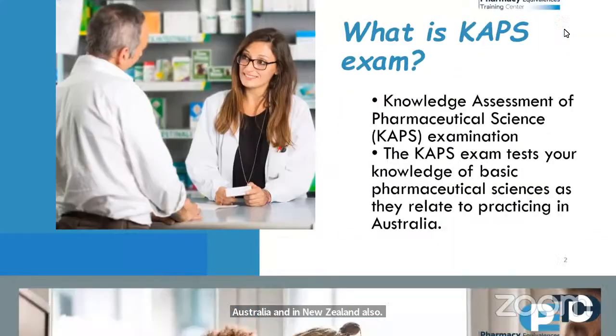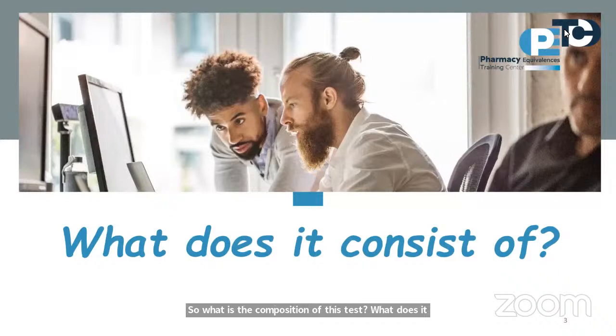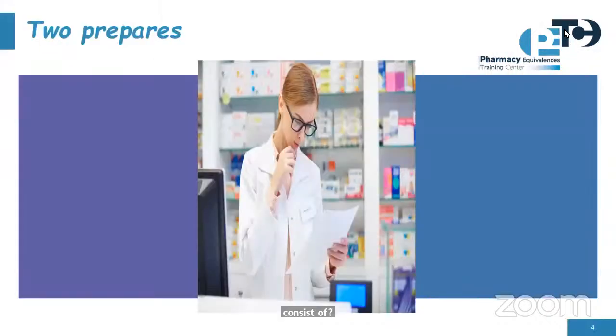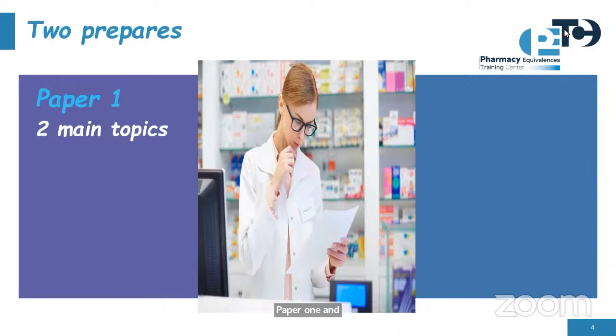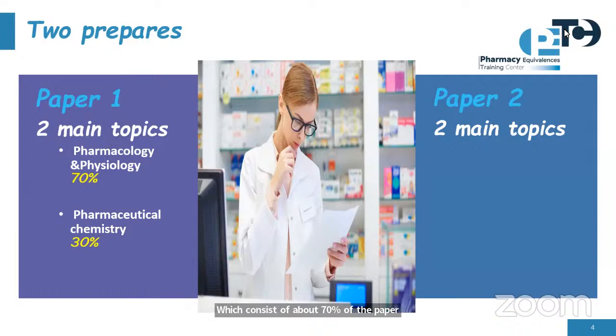So what is the composition of this test? What does it consist of? The test is formed of two papers, paper one and paper two. Paper one is formed of two main topics, and paper two is also formed of two main topics. Paper one is formed of pharmacology and physiology, which makes up about 70% of the paper, and the other 30% is pharmaceutical chemistry.